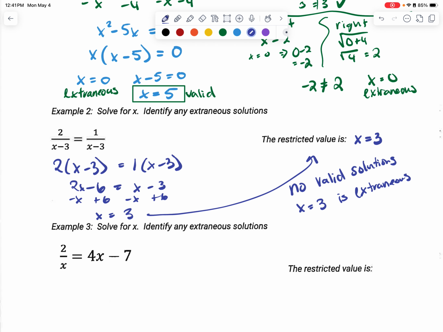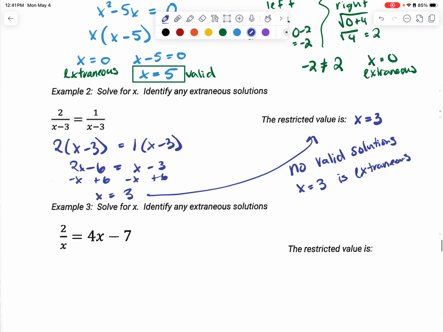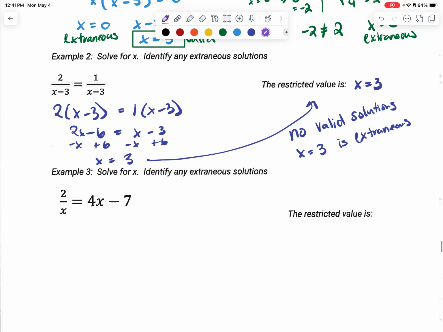The only thing that I could plug into both of those sides of the equations to make the equations match would be the value that makes both of them not exist. And they can't be equal where they don't exist. So that is x equals 3 is where they don't exist. If that's the only algebraic thing that makes the expressions the same, then there are no valid solutions, and we call x equals 3 extraneous.